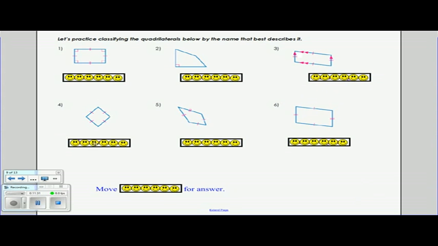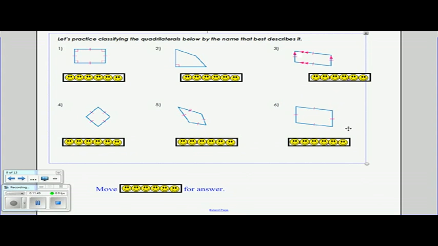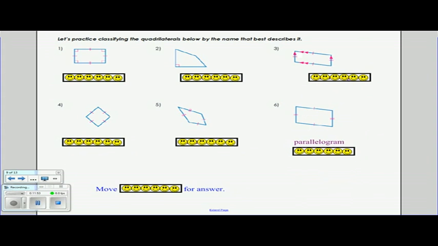Number 4 is a rhombus. It has four congruent sides, but it does not have 90-degree angles, so it's not a square, it's a rhombus. Number 5, that's that special case we called a kite. You might also call it a quadrilateral. Number 6, we're going to call this a parallelogram.